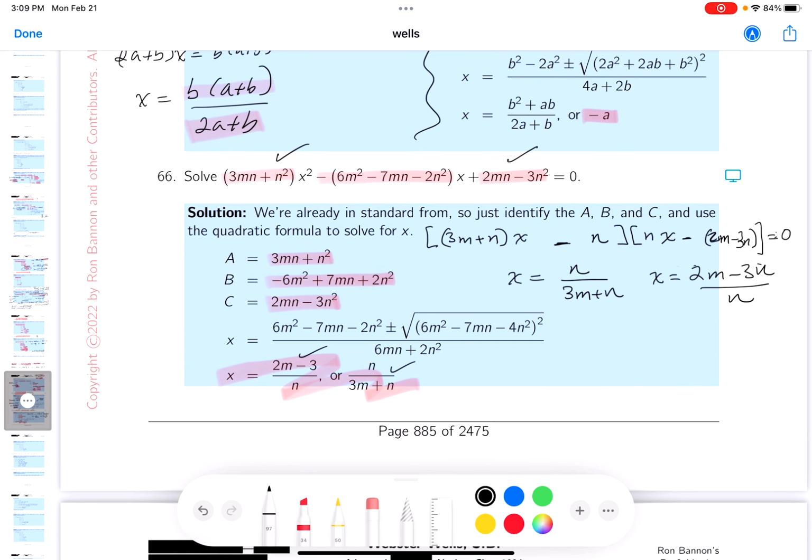Let's go back to the original problem. If you want to, you can plug this stuff in. It's a lot of work. No, I didn't do it, but you could do it if you want, all right?